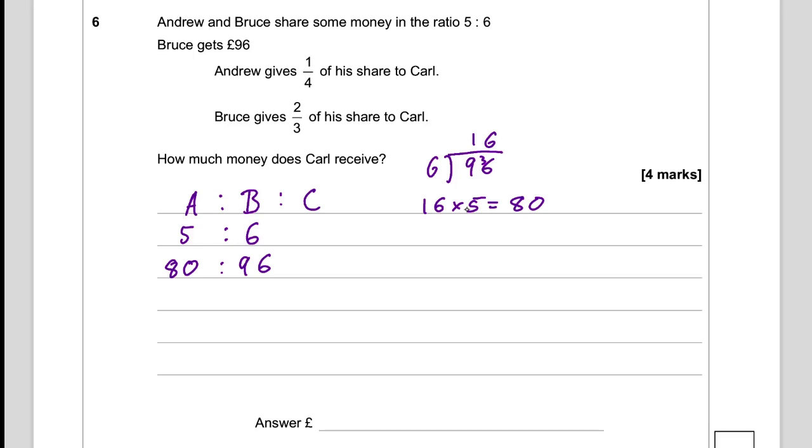So if Andrew gives a quarter of his money to Carl, a quarter of this is going to be 80 times 1/4, and I'll put in the full sum, and then to that I want to add, Bruce gives 2/3 of his share to Carl, so I want to do 96 times 2/3. Right, so 80 times a quarter is going to be £20, and then 96 divided by 3 is going to give me 32. 32 times 2 is going to give me 64. So that's going to be £84.